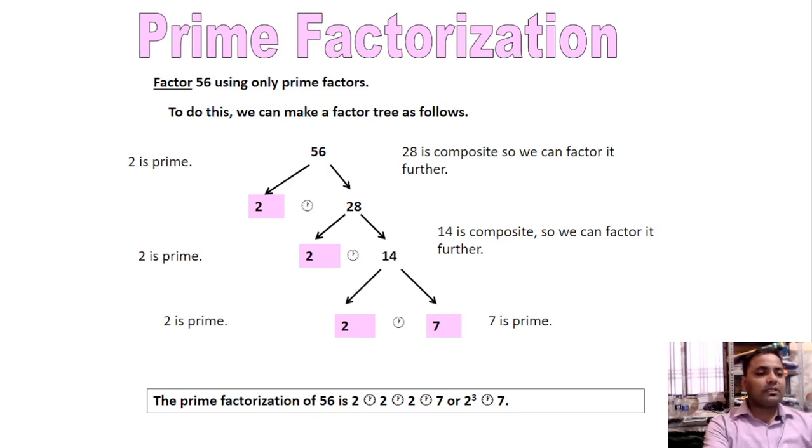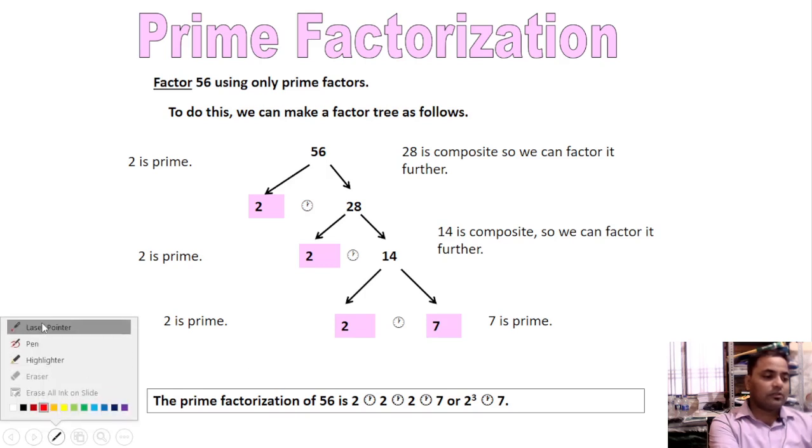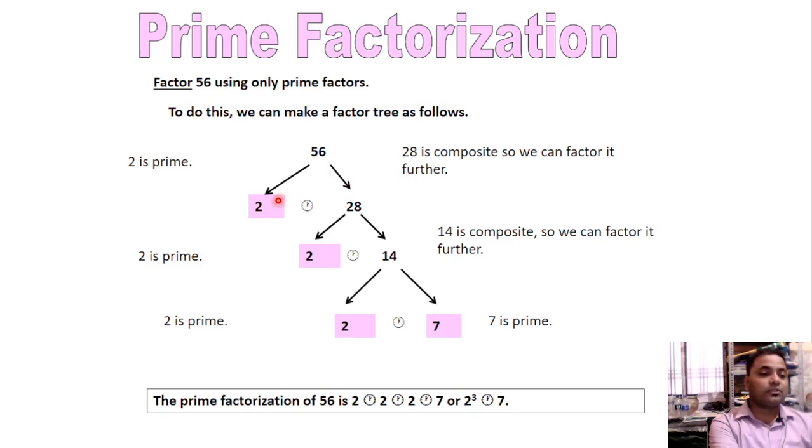For the prime factorization, we factor 56 using only prime factors. For 56, 28 is composite, so we can factor it further. First, 56 is equal to 2 times 28. Now you can see I am just pointing at the numbers 2 and 28. So here 2 is a prime number.